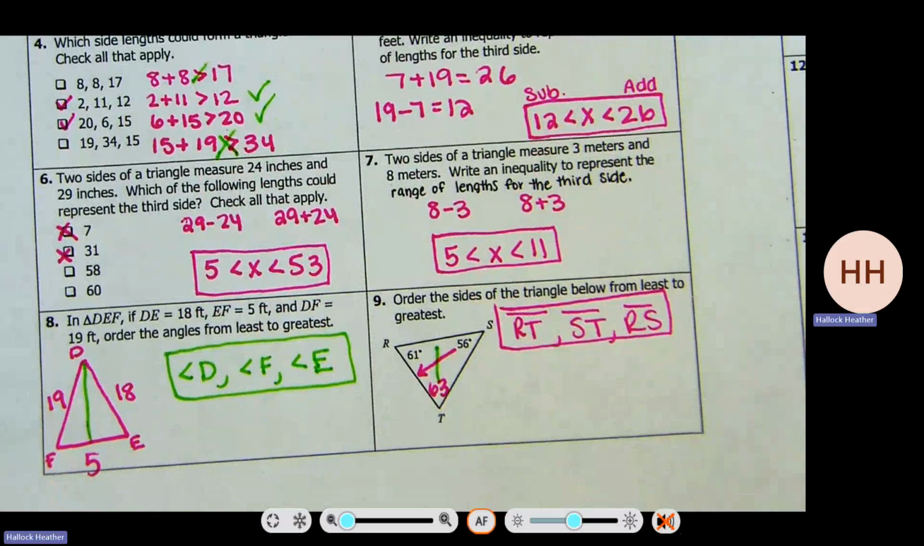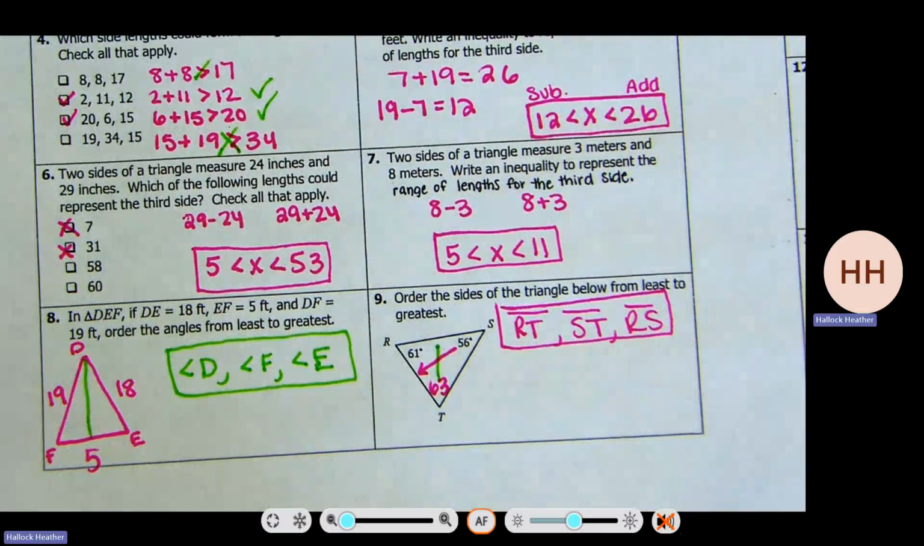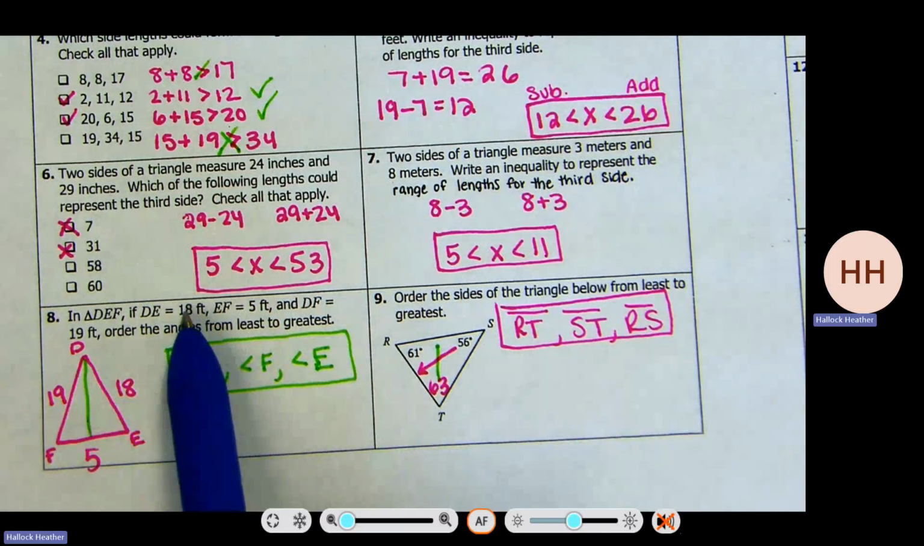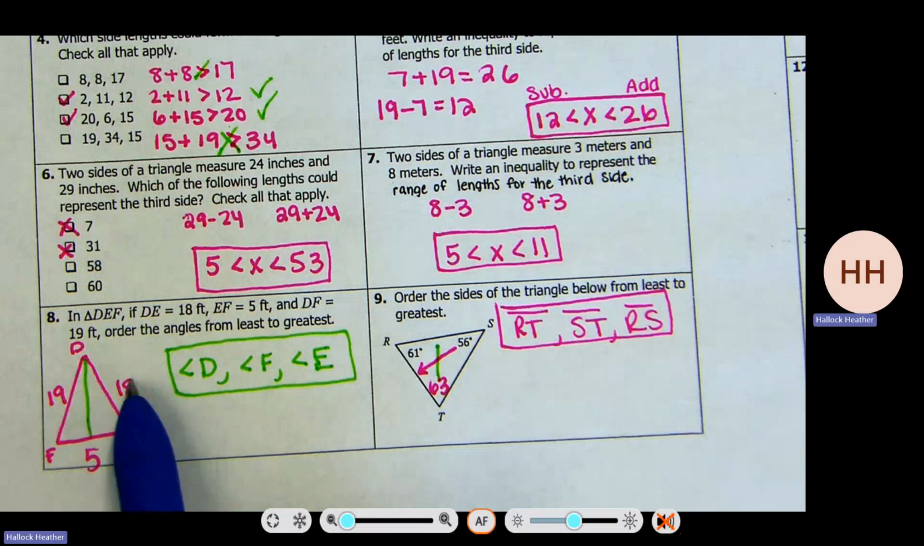8 and 9, a lot of people messed up on whenever I was checking this. A lot of people just put something random. When in doubt, draw it out. And I put my distances on here. I just drew a triangle, 18, 5, 19.